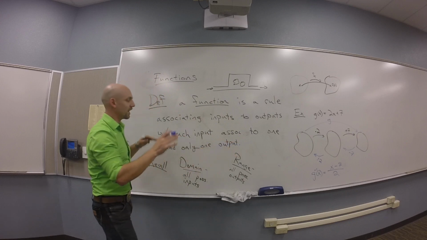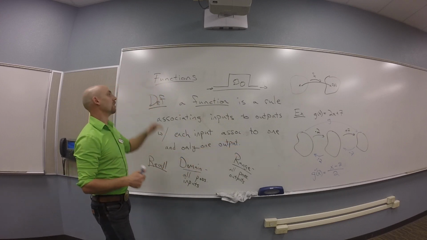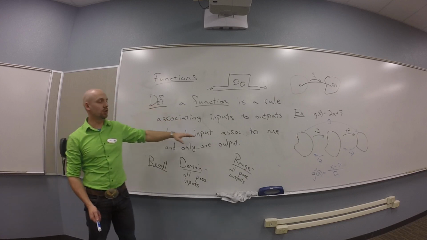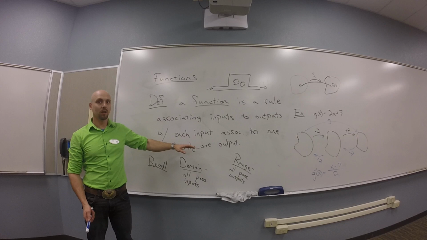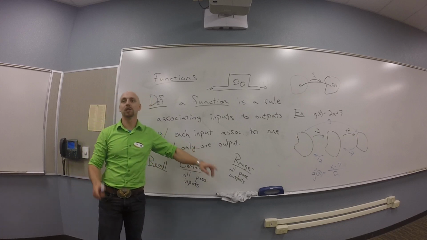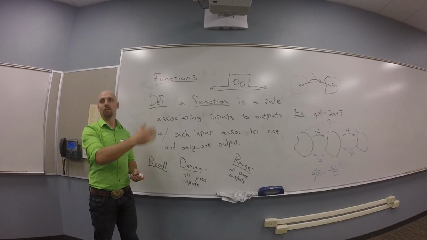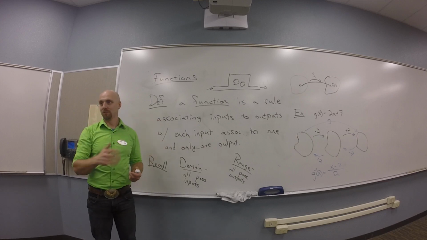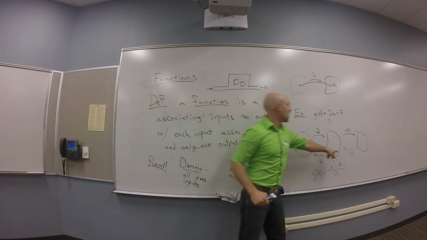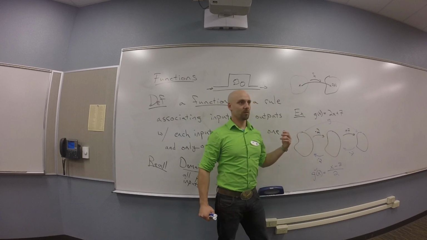This is the basics that I need you to have for functions right now so we can all talk the same language. A function's a rule associating inputs to outputs. Each input's associated to one and only one output. The domain is all the possible inputs. The range is all the possible outputs. And if you want to invert a function, you go backwards. You all good with that? The way you go backwards is you do the opposite steps in the opposite order. Okay. You guys good with that?